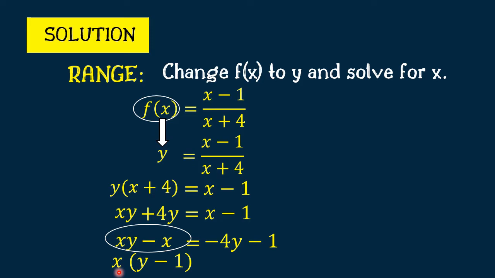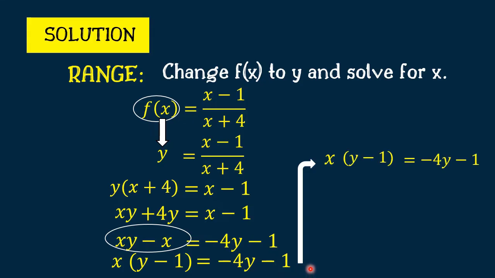If we distribute x to y and negative 1 by using multiplication, it will go back to its original product, or xy minus x. Since x times y is xy, x times negative 1 is negative x. And simply copy the minus 4y minus 1, or negative 4y minus 1.